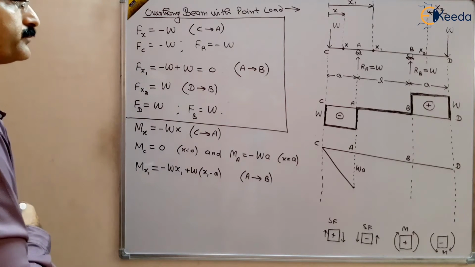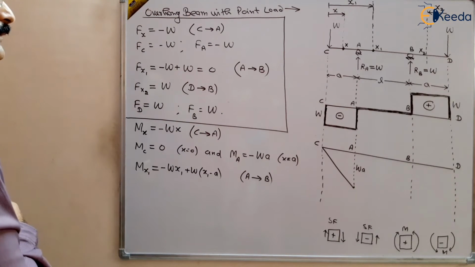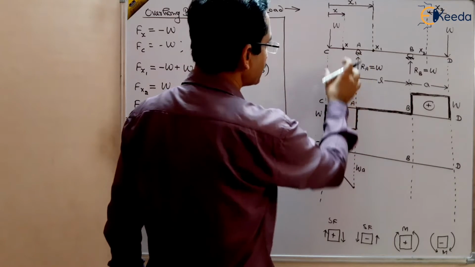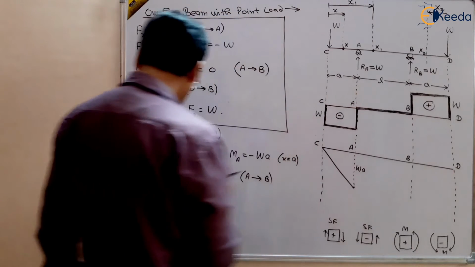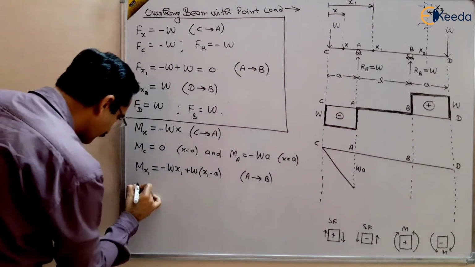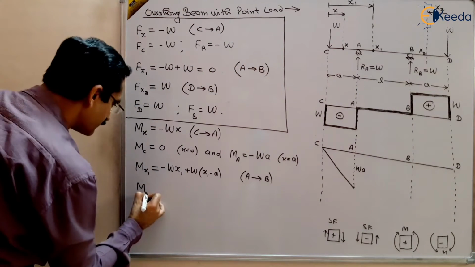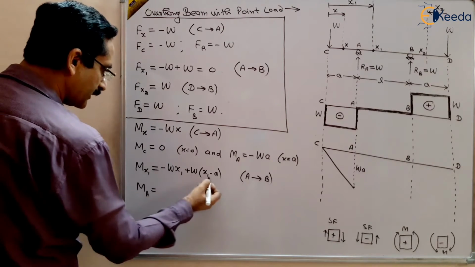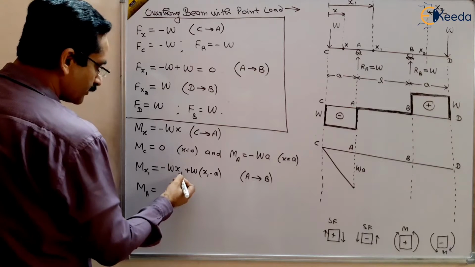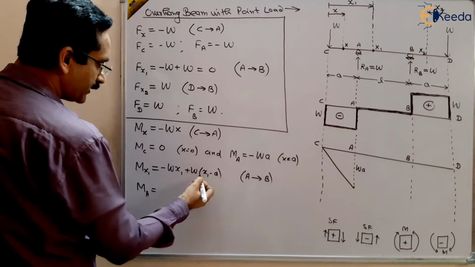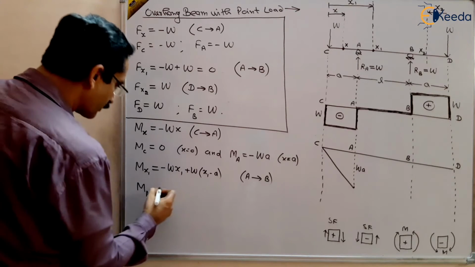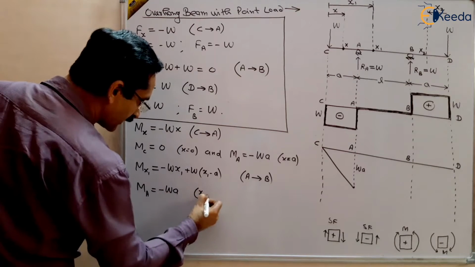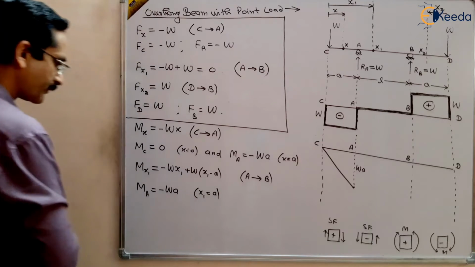Right? So when x1 becomes A, what is the bending moment? So that is MA. At MA, x1 will be equal to A. So put A here. So it will be minus WA plus WA, that will be 0. So this will come out to be minus WA when x1 is equal to A.